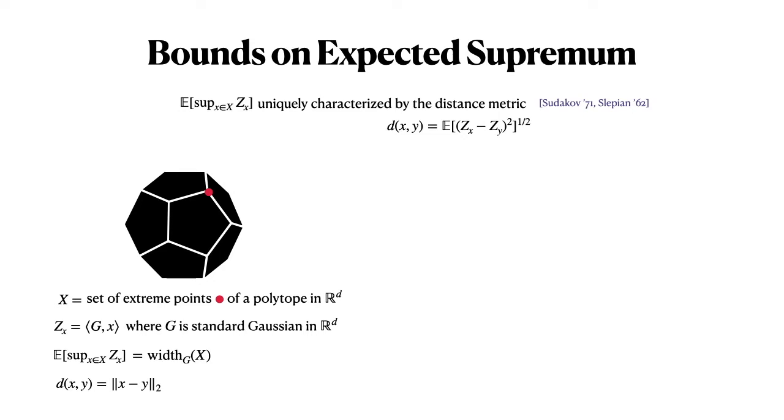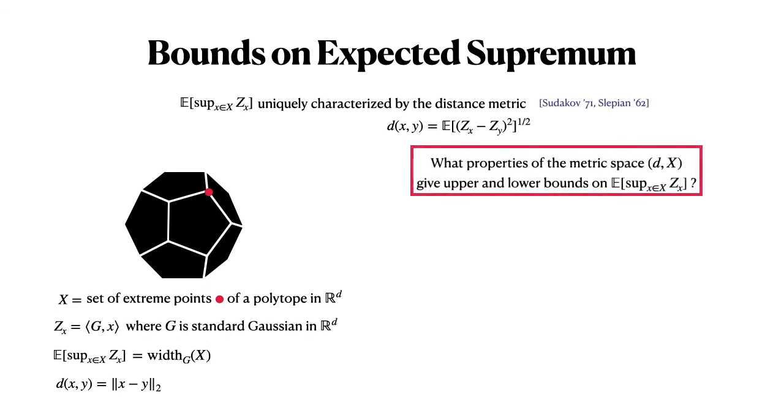So now we know that this metric completely characterizes the expected supremum. So one can ask, what properties of this metric space give us upper and lower bounds on the expected supremum? So let's first look at some lower bounds. So one can see that the expected supremum is lower bounded by the expected absolute value of the difference Z_x minus Z_y. And this just follows from symmetry around 0. And this holds for any points x and y in X.